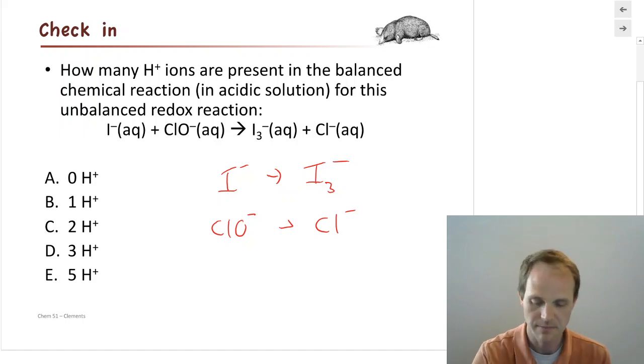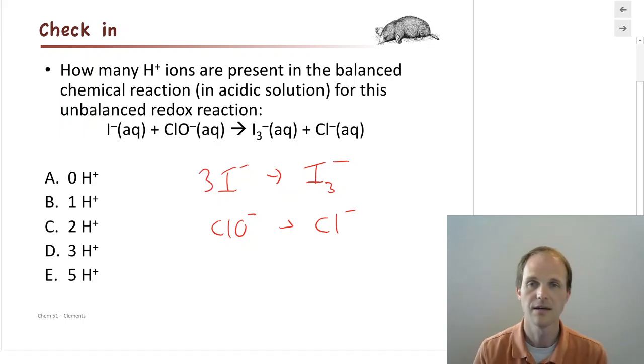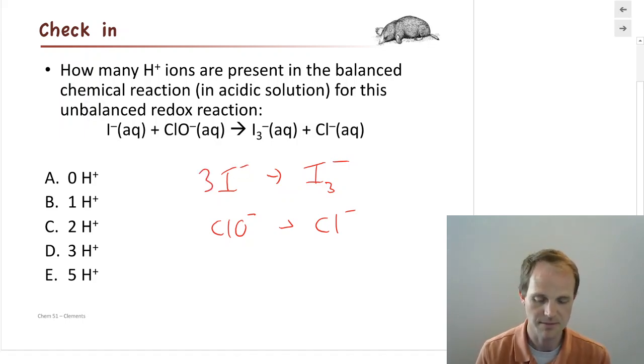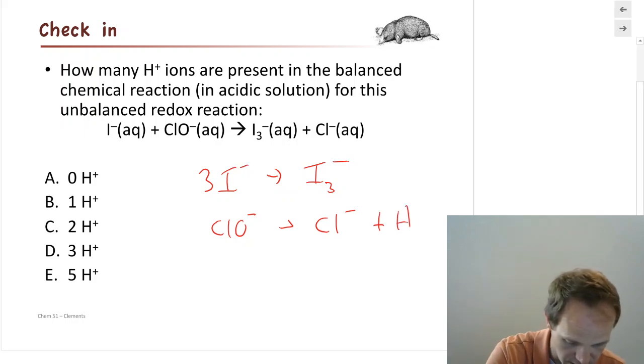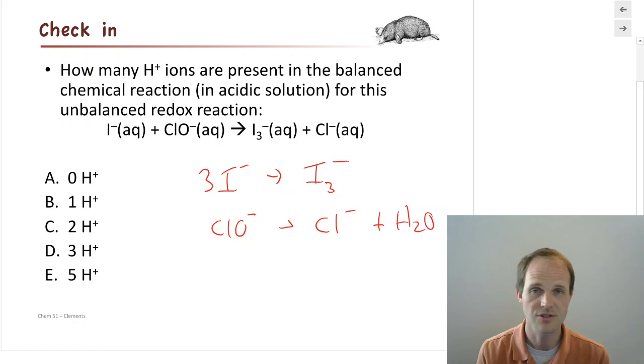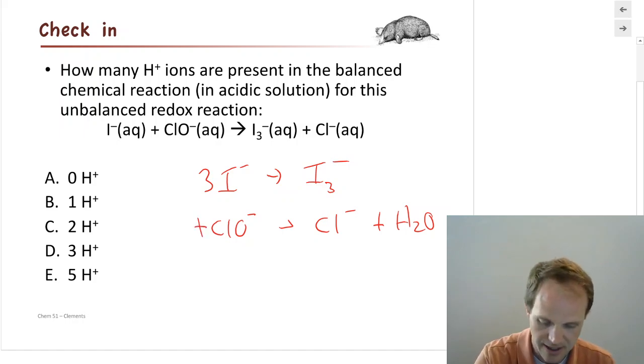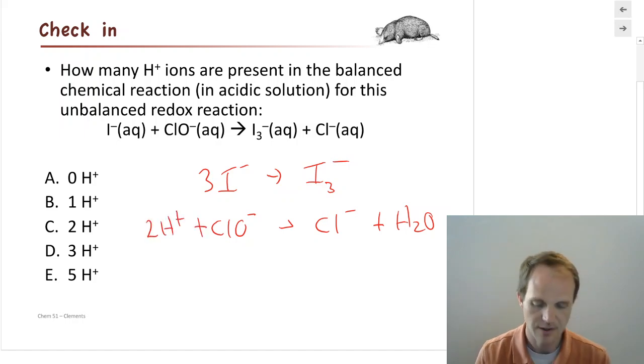First, balance non-hydrogen and oxygen. So we've got 3 iodines balancing with 3 iodines. Then we're going to balance water to get our oxygens balanced. Nothing in the first one because there's no oxygens. Then we're going to balance H plus. Right, then we're going to balance charge.